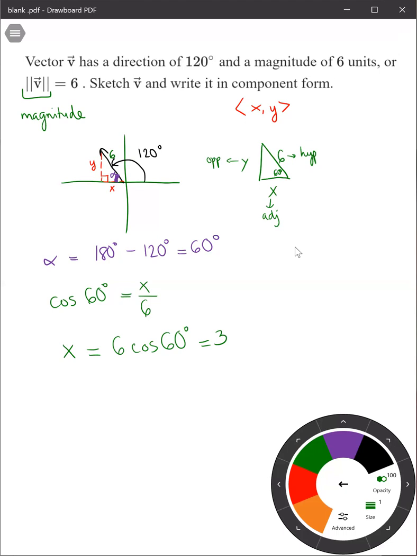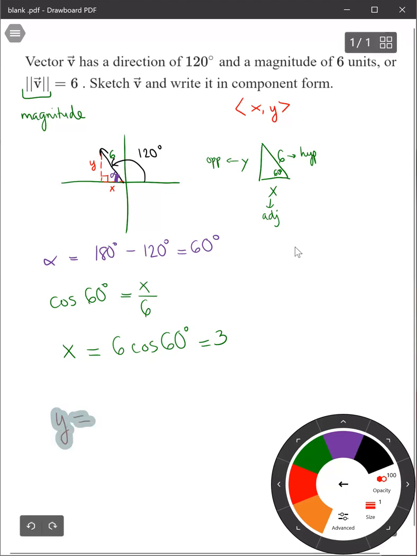Similar to that, now we can find y, right? Thank you, Aiden. Anyone know what we can do to find the y value? Thank you. So we do the same thing. We have sine of 60 degrees equals y over 6.